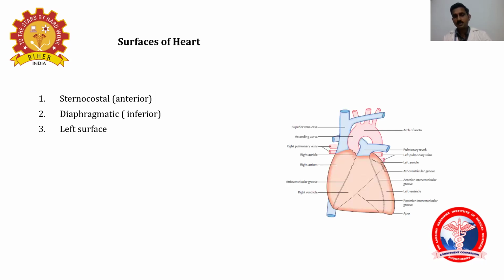So where is the sternocostal surface? This part is done and the posterior part is done. So from here to here, this entire structure is called the sternocostal surface. The sternocostal surface is the surface which we see on the anterior part of the heart.